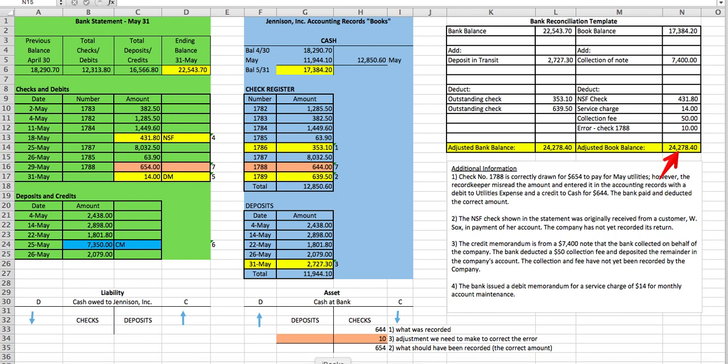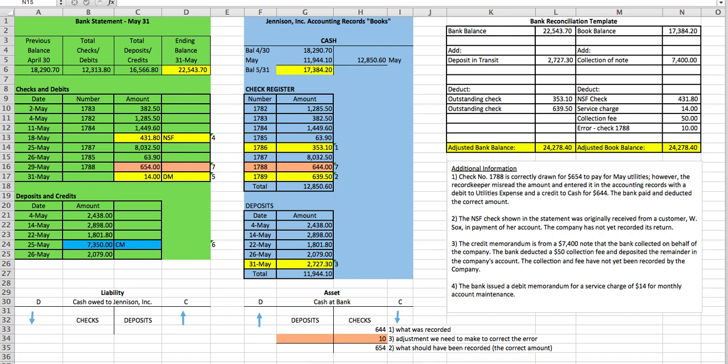Does that number sound familiar? It sure does, because that is also our adjusted bank balance. So these two amounts should match. That's how you know that you did it right, that you've reconciled the two accounts. Now, this isn't necessarily 100% foolproof. There are some situations if certain numbers are very similar, where you could end up having those two numbers agree but not necessarily having your bank reconciliation done correctly.